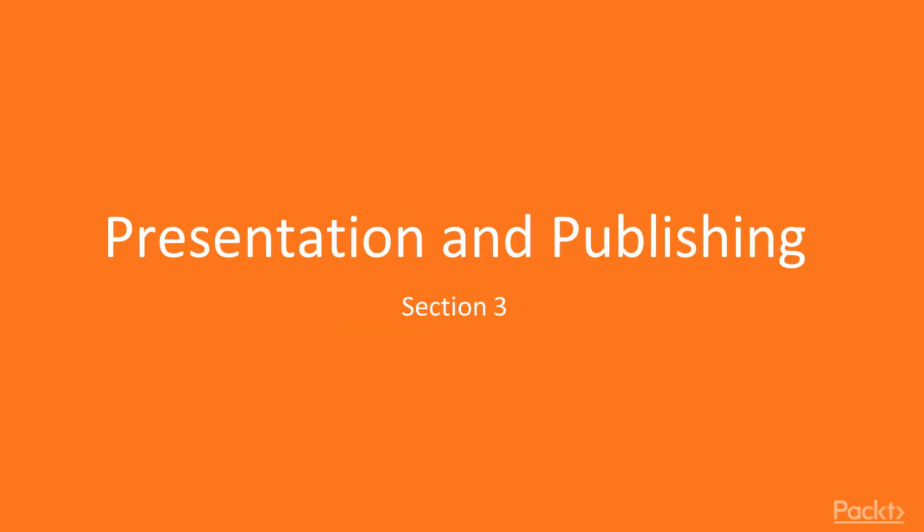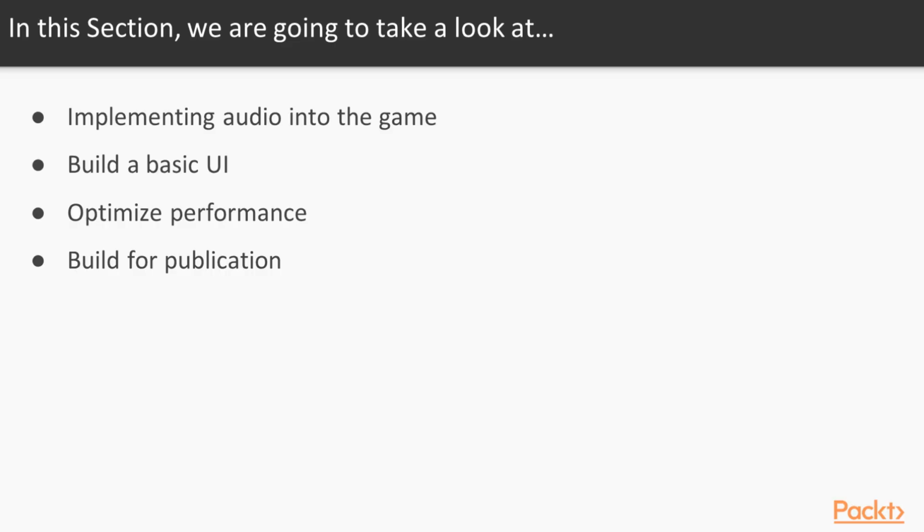Hello! This is the third section of the series, Presentation and Publishing. We have a core game loop now, but we've still got a lot of polish work to do if we want the game to be as good as possible. That's what this section of the course is about. We'll step through 3 of the major tasks necessary to round out a game and make it ready to publish. Then we'll build our game for release on 3 different platforms.